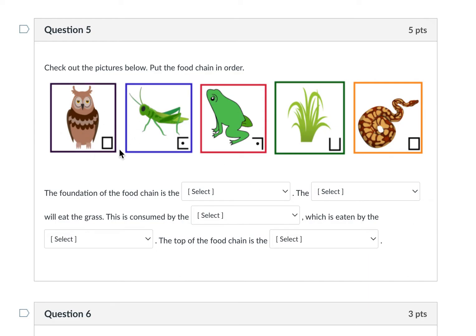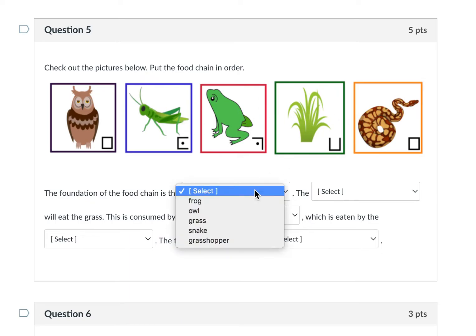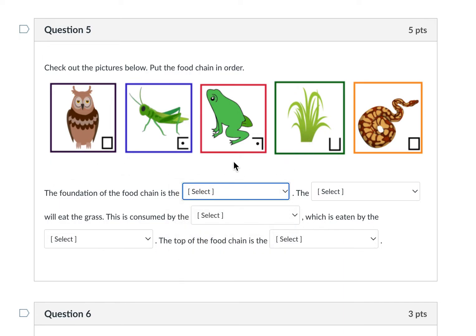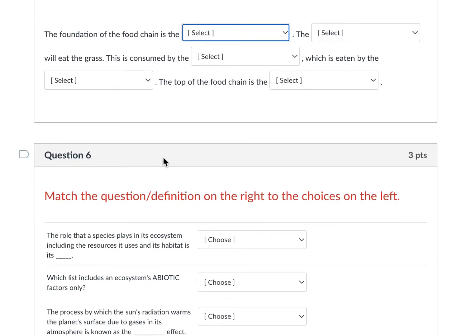The next set of pictures, you're going to put this food chain in order. If this was a very simple food chain, the foundation of the food chain is which of these? Which is the basis of the food chain? Is it the frog, the owl, the grass, the snake, or the grasshopper? And you are going to pick it and put it in there.